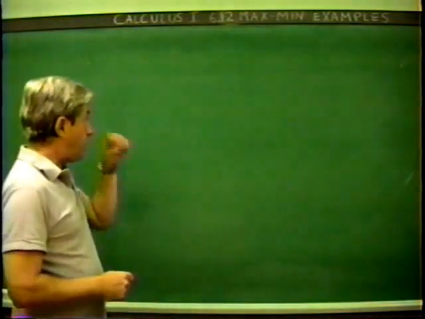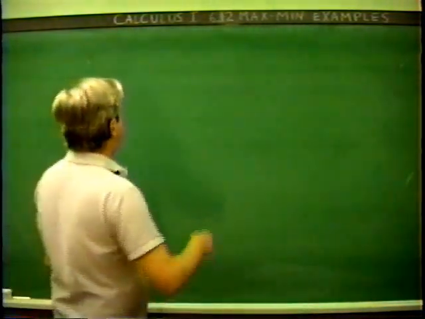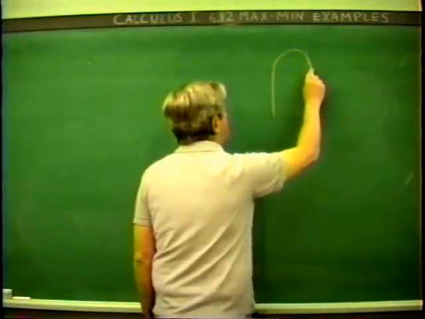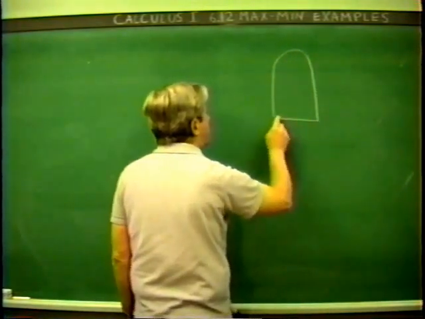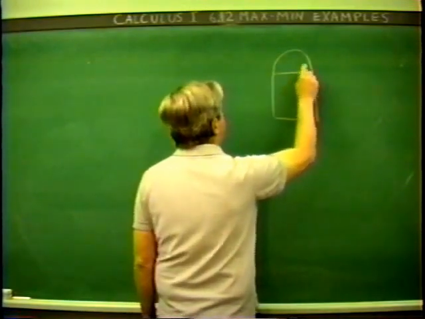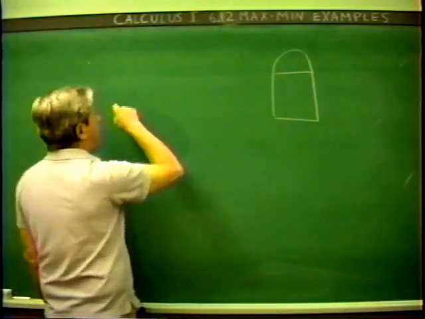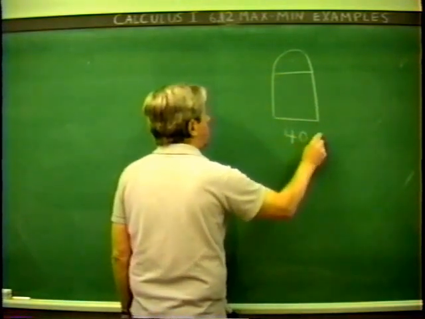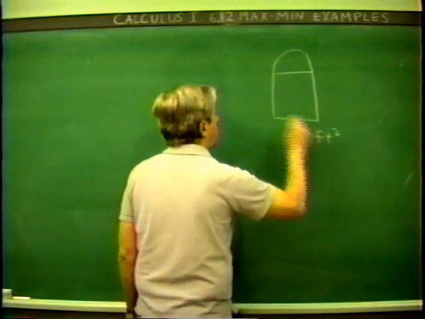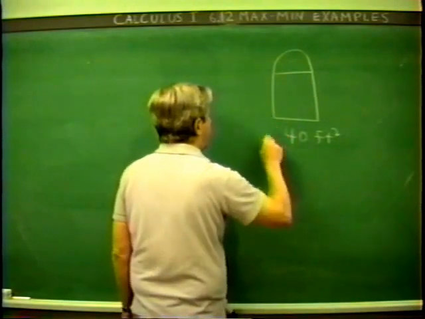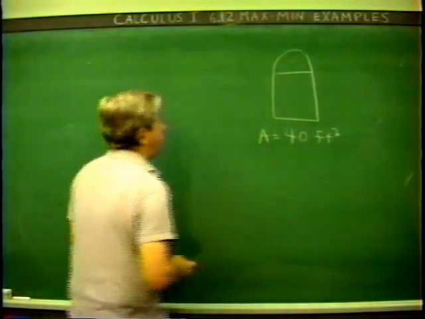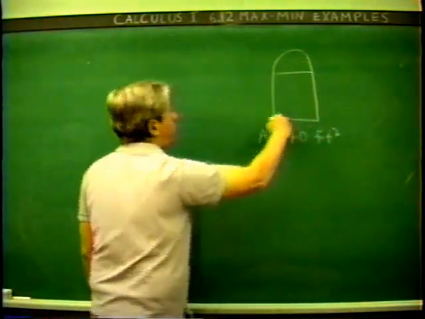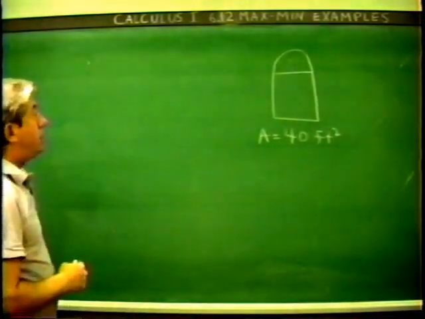Okay, let's look at another problem of that sort. Let's suppose that we wish to make a stained glass window. It's going to look like this: a rectangle for a bottom and a circle for the top. And we want the whole window to have 40 square feet.